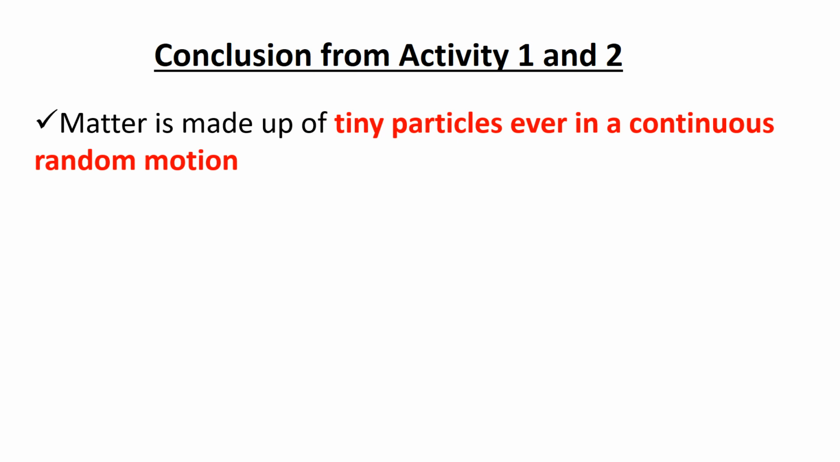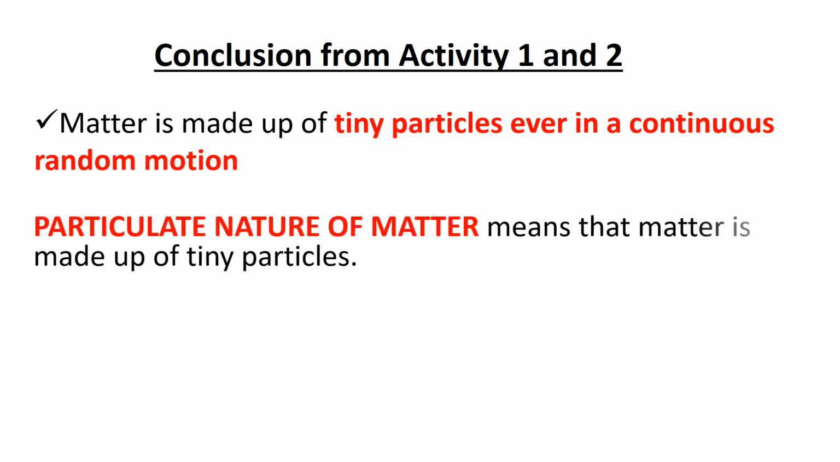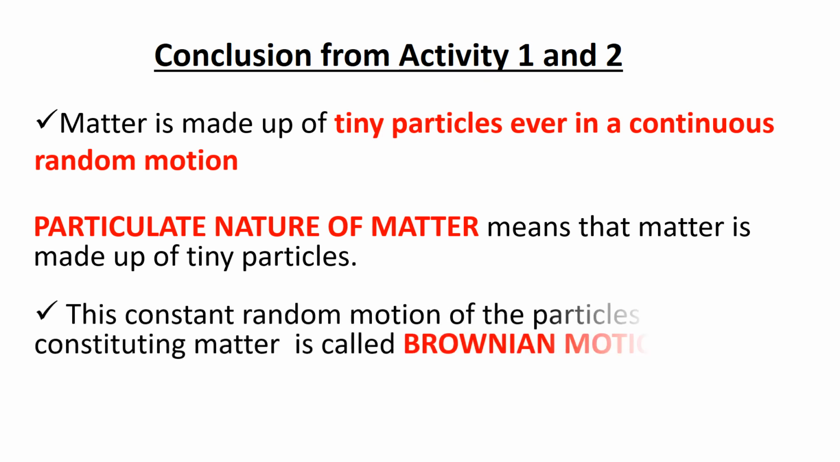We can conclude from activity 1 and 2 as follows. Matter is made up of tiny particles that are ever in a continuous random motion. Particulate nature of matter means that matter is made up of tiny particles. These particles are ever in a continuous random motion. This constant random motion of the particles constituting matter is known as the Brownian motion.